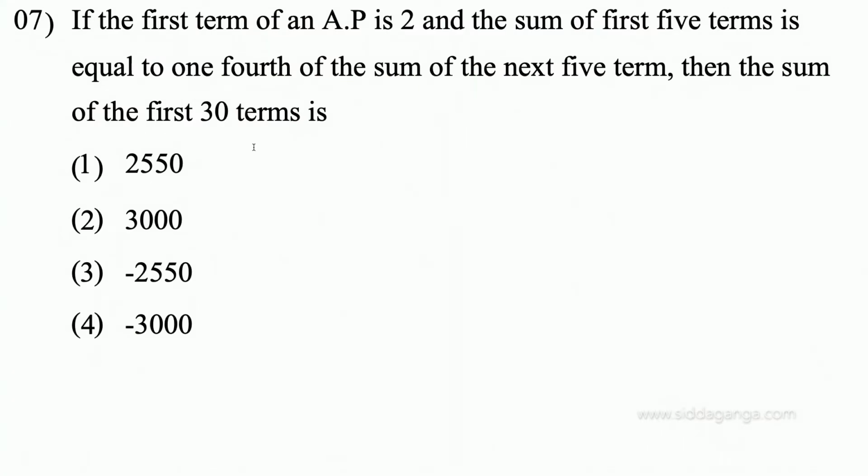Okay, let's move on to question number 7. Question number 7 is like this. If the first term of an AP is 2 and the sum of the first 5 terms is equal to 1/4 of the sum of the next 5 terms, the sum of the first 30 terms is equal to what?